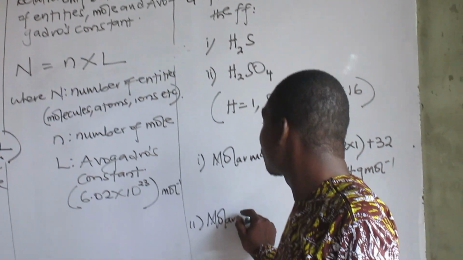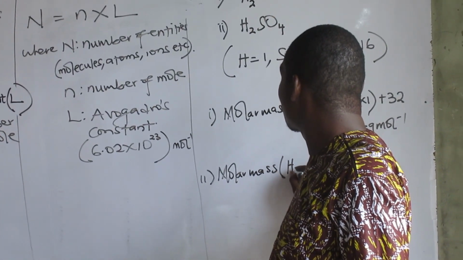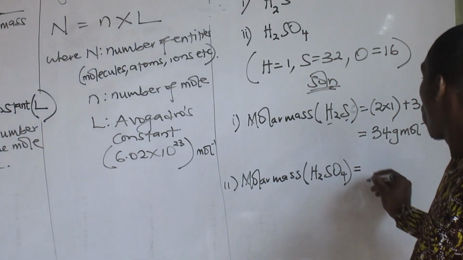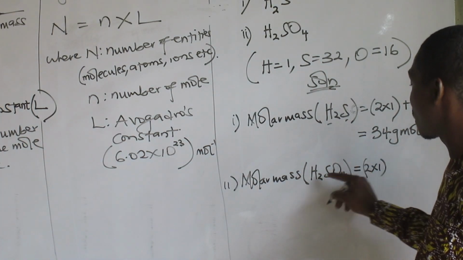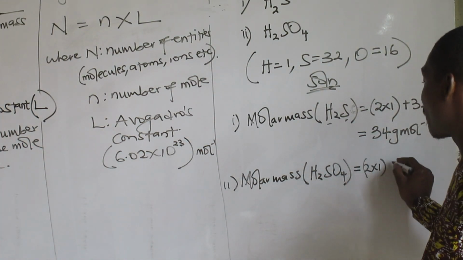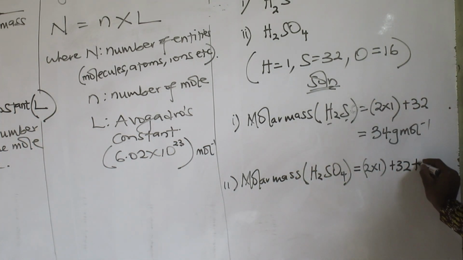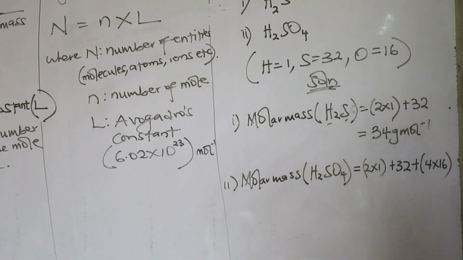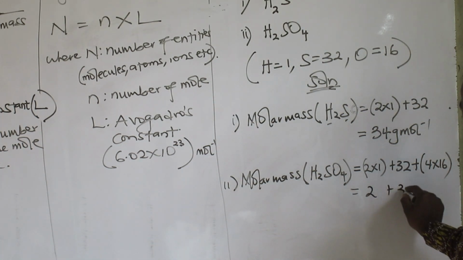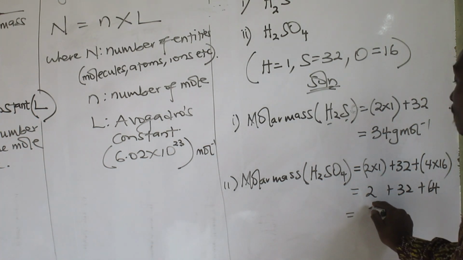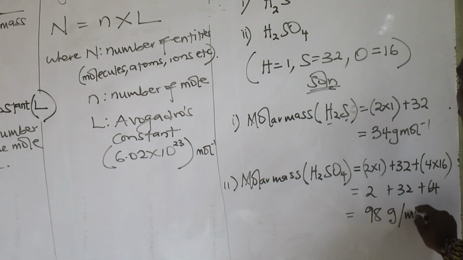Now the molar mass of tetraoxosulfate 6 acid, sulfuric acid, or H2SO4. Hydrogen appeared 2 times. You see that? That's 2 times the mass, right? Sulfur appeared just 1. Oxygen is 16, but it appeared 4 times, right? That's why we are saying 4 times this. If not, it should be 16 plus 16 plus 16 plus 16. 4 times. It is 2 plus 32 plus what? 64. 98 gram per mole. It's the same thing.